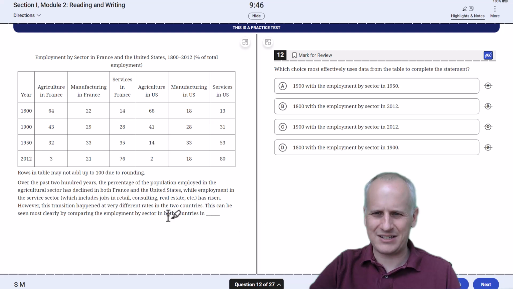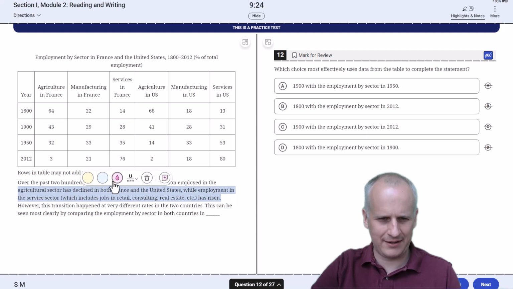Here, we are being asked to use data from the table to complete a statement. So we're looking at this. If we see this, we got to go back and figure out what this was. Now we got this transition. So we've got this transition, which is going to be the whole thing. So the percentage of the population employed in the agricultural sector has declined in both France and the United States, while employment in the service sector has risen.